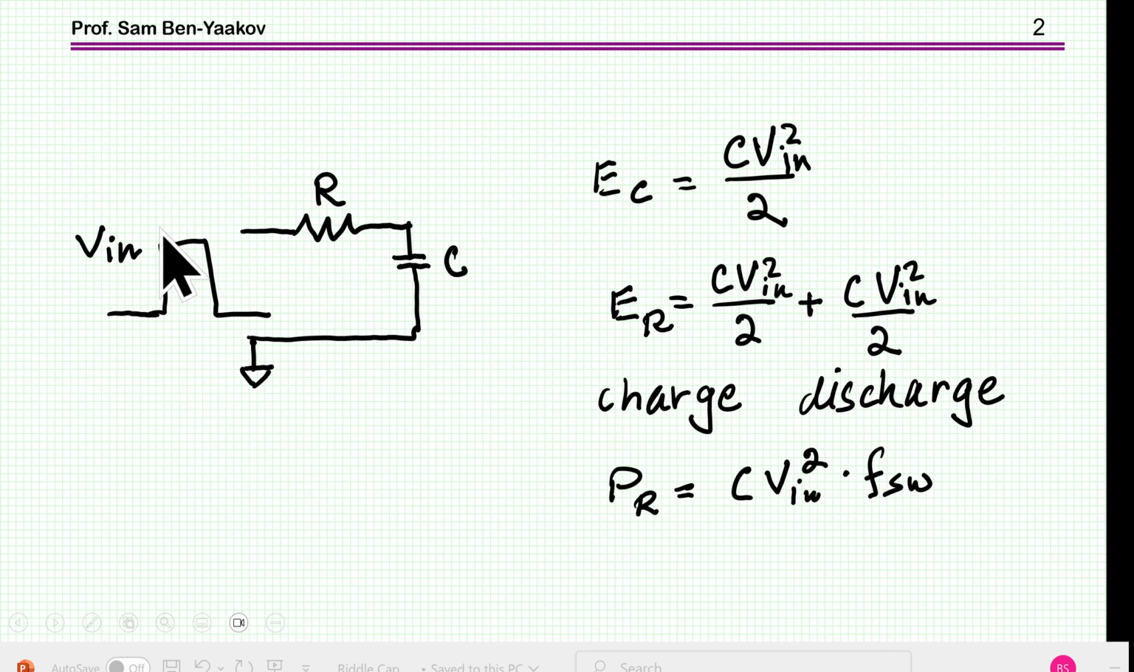We know that the energy stored when fully charged will be CV squared over 2, and then the energy lost, or dissipated by the resistor, during the charging will be CV squared over 2, and the same thing goes during the discharge, because all the energy is actually lost to the resistor. So the total energy dissipated by the resistor will be the sum of these, and the power in the resistor will be this sum times the frequency of these pulses.